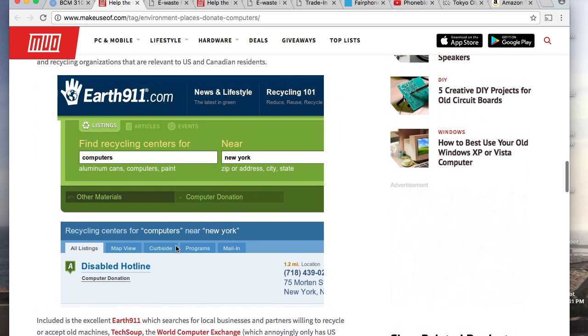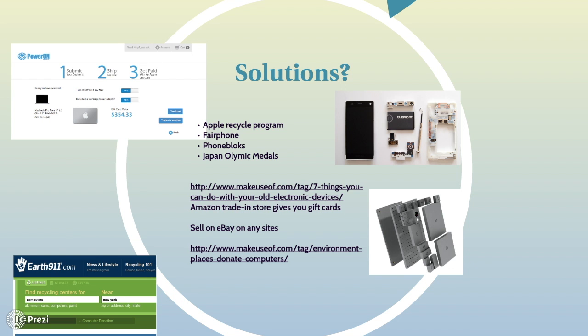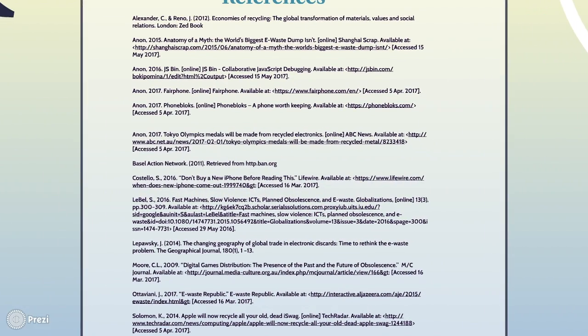Additionally, there are sites such as Earth 911, where you can search for recycling centers for any product you wish to recycle. Simply search the product and the zip code and it will give you the nearest recycling center for that product. So hopefully through my presentation, you have learned of some things that you can do to recycle your materials in the proper way.